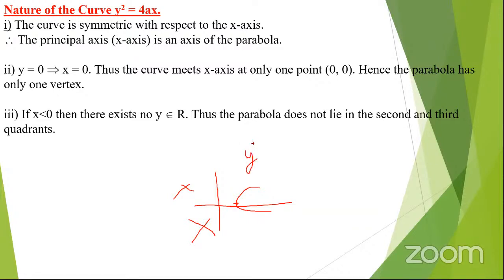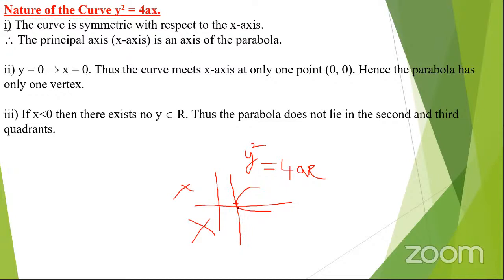In the case of y square equal to 4ax, we are talking about the nature of the curve. First thing is, it is symmetric about the x-axis. The second important thing, it has a vertex which is the origin.